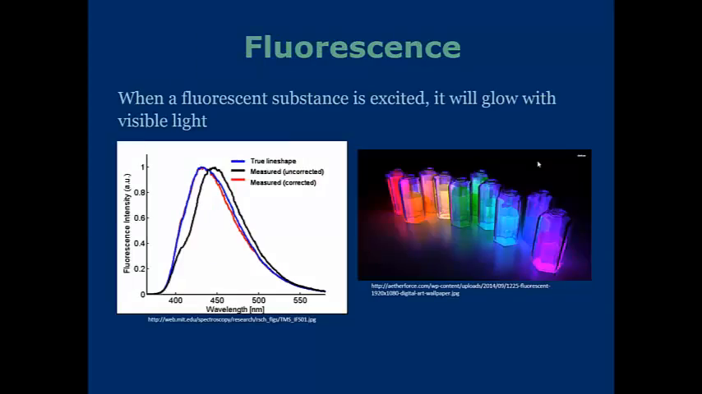Fluorescence. When a fluorescent substance is excited, it'll glow with visible light. If you've seen a neon sign, you will have seen fluorescence at work. On the right are some colors that you can get from the fluorescence. On the left is an example of a lab experiment where the fluorescence intensity is measured.